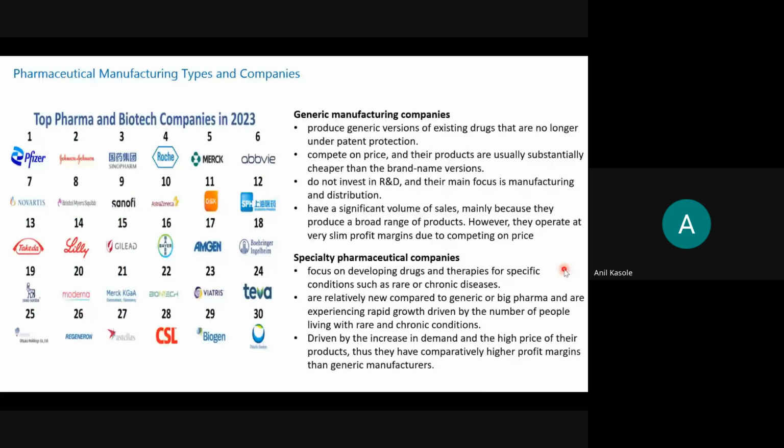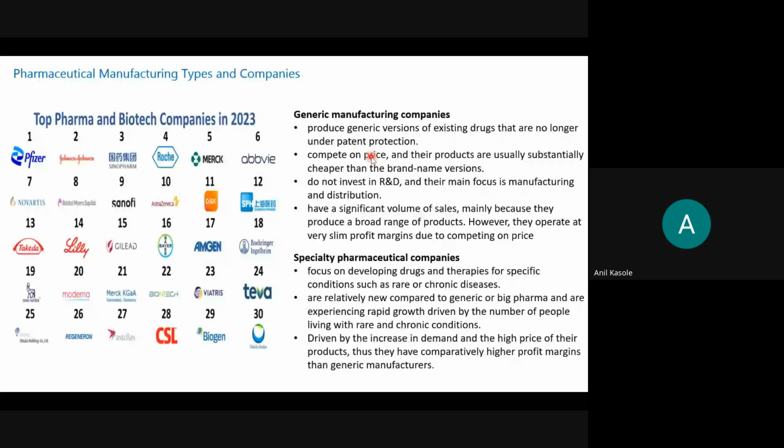Likewise, we saw in the first slide two more types: generic manufacturing and brand, right? We can see the brand also in the next slide. Generic means the product which is already in the market since many years. So you can see here, produce generic version of existing drugs, right? Means that is already launched, already patients are consuming those drugs, but they are making this production.